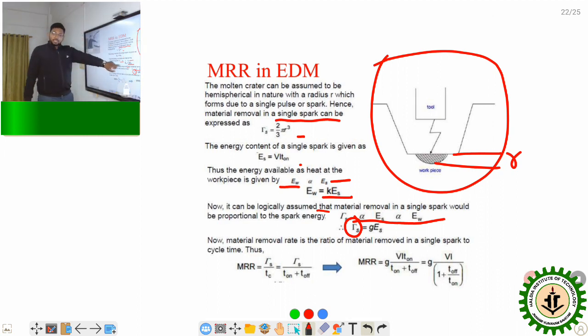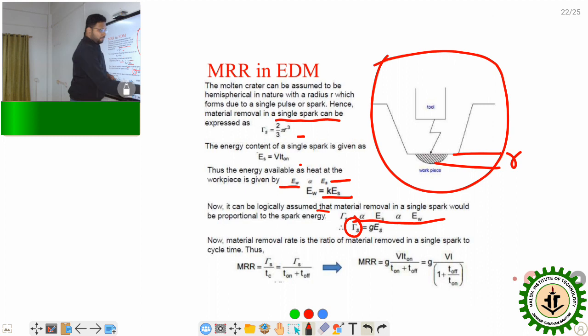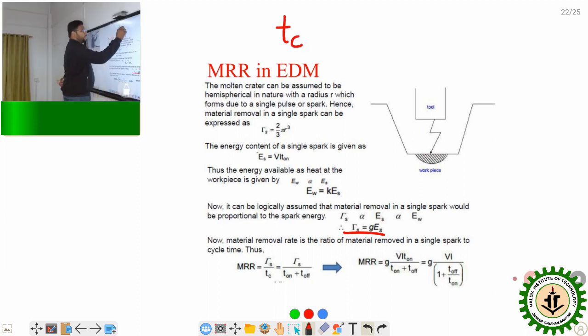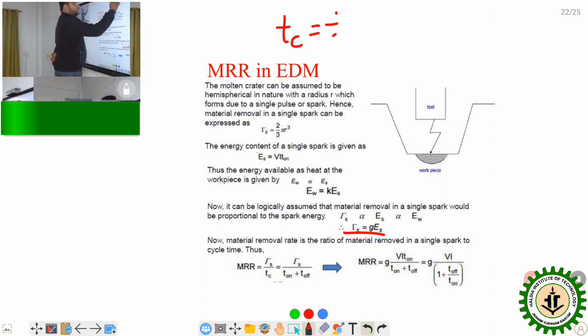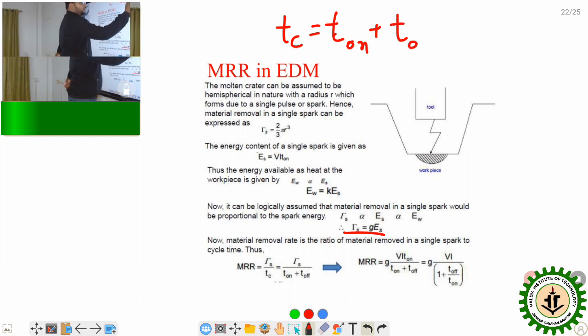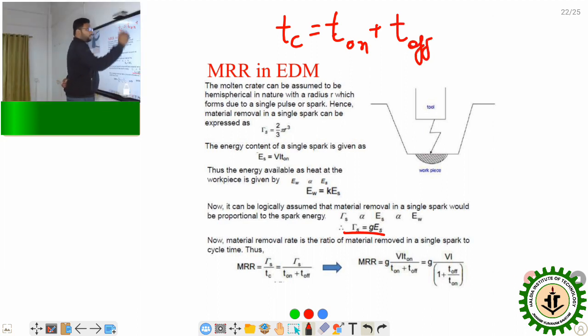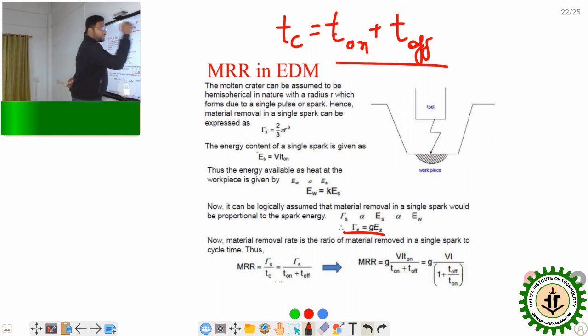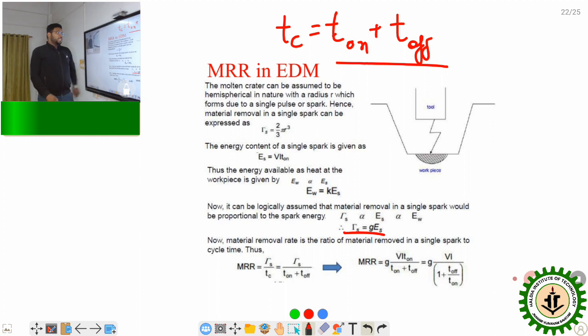So this is the material removal in the single spark. Now we have to calculate the time. How can we calculate the time? The total time is Tc equals T on plus T off. Why T on and T off, and what is the function of T on and T off?